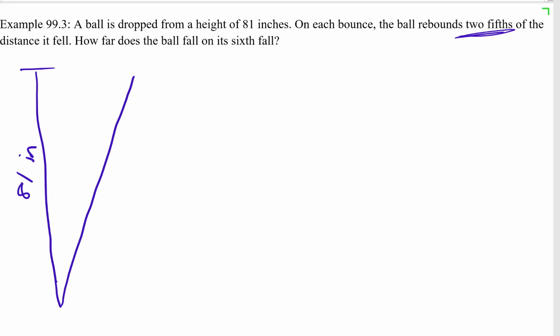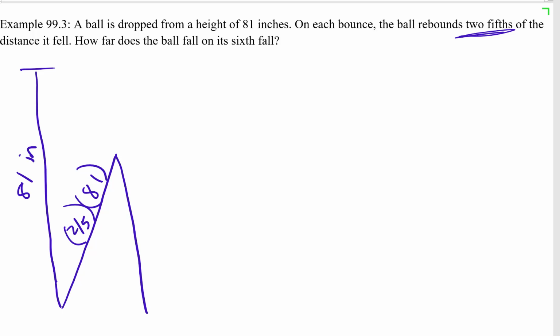And I'm going to draw it as a slanted line because that way you'll be able to see it. But that's not really how it bounces. It bounces straight back up. All right, so this time it only bounces back up 2/5 of that original 81 inches. And then it falls back down again. And then on the second bounce, it only bounces up 2/5 of that distance.